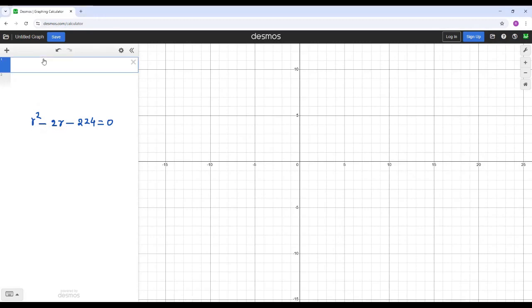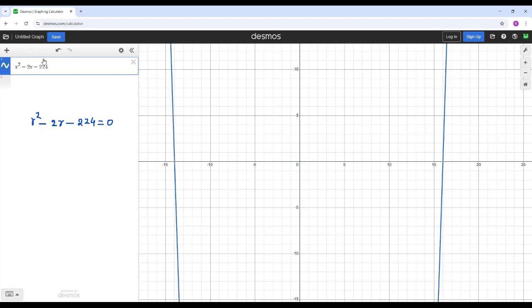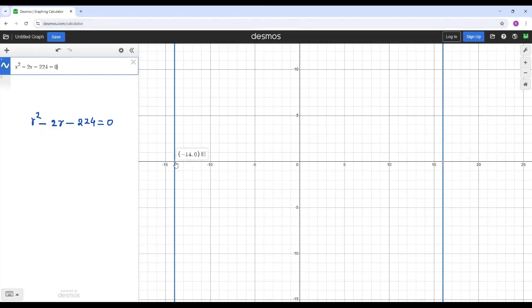Now let me give this equation as input by replacing r by x. That is, instead of r squared, we have to type x squared, minus 2x, minus 224 equals 0. Here I got the graph, and the graph intersects the x-axis at 2 points. One is negative 14, 0. It's over here. Let me mark it. And the other x-intercept is over here, that is 16, 0.